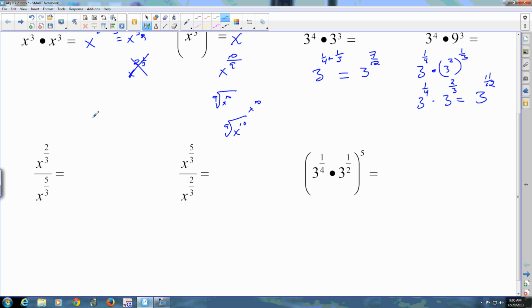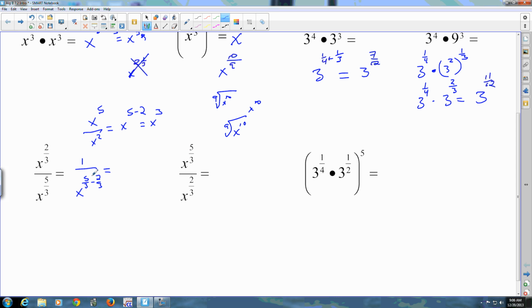When you're dividing, say, x to the 5th over x squared, remember when you're dividing, you subtract your exponents, and you do the subtraction where there's more of them. Here, I hope you can see, 5/3 is bigger than 2/3, so you do the subtraction where there's more of them. 5/3 minus 2/3.